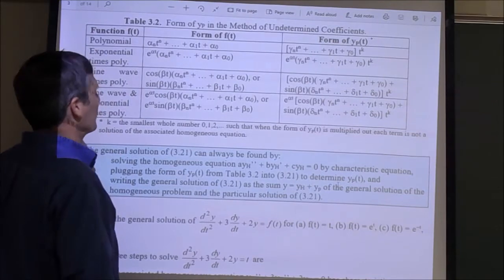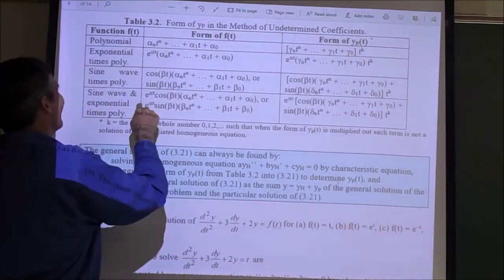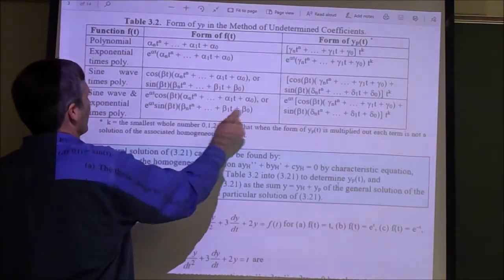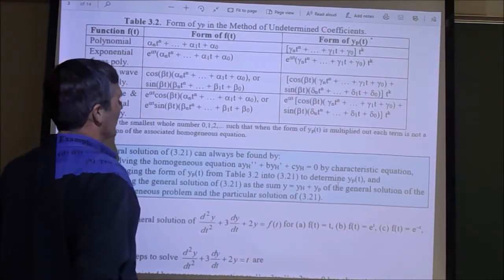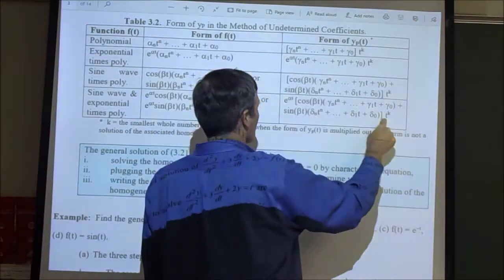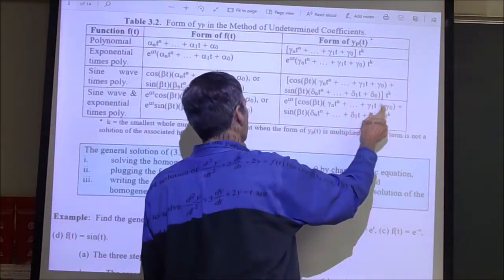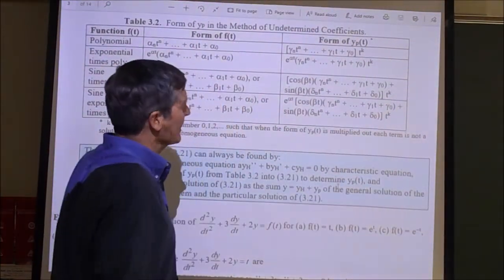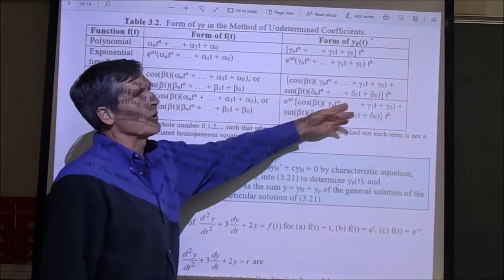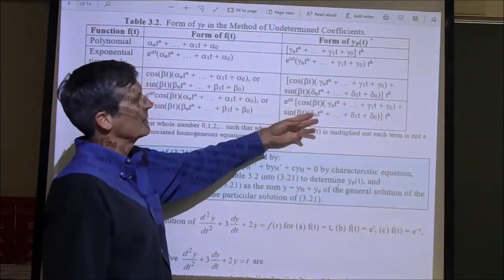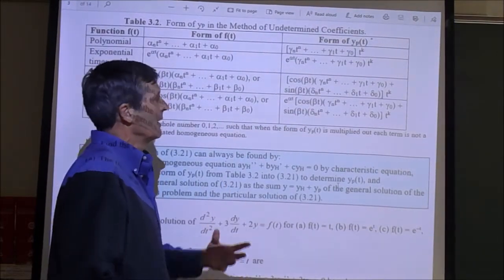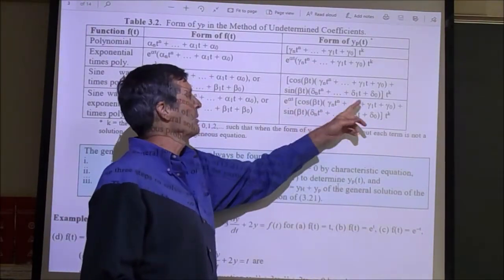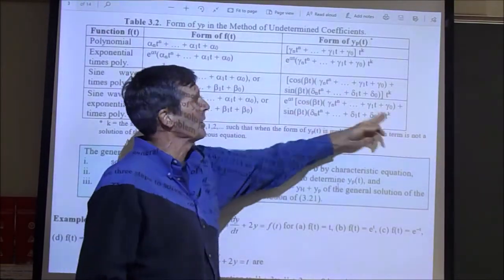Finally, the last one, boy, does this look complicated, is if you have an exponential times a sine times a polynomial, or an exponential times a cosine times a polynomial, you need a polynomial of the same degree times sine plus a polynomial of the same degree times cosine times the exponential, possibly all times the power of t. It is true that once in a while, some of these coefficients are 0, so in that case, you really didn't need the whole thing, but in general, to solve the most general problem, you need a polynomial times sine plus a polynomial times cosine times an exponential, all times t to the k.